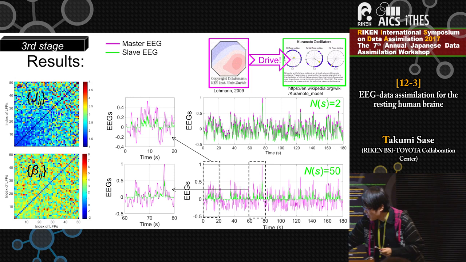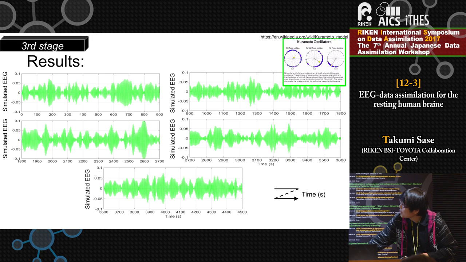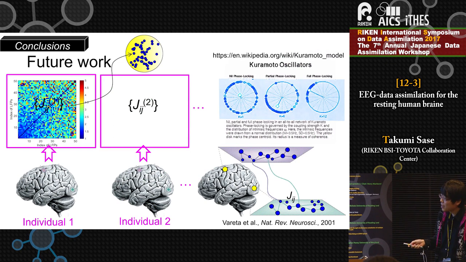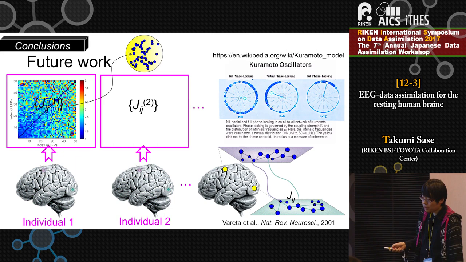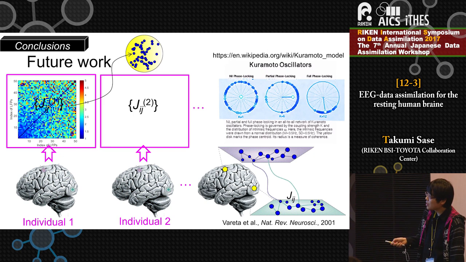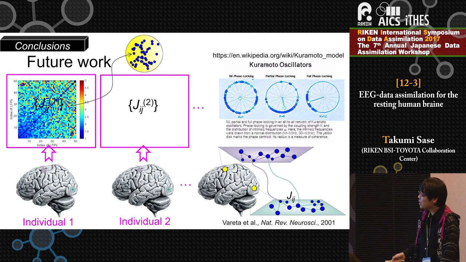And so in the future, this coupling matrix is very key for us. So individuality: in the future we want to study that. That is, with respect to each individual, we want to calculate coupling strength, and maybe that includes individuality.